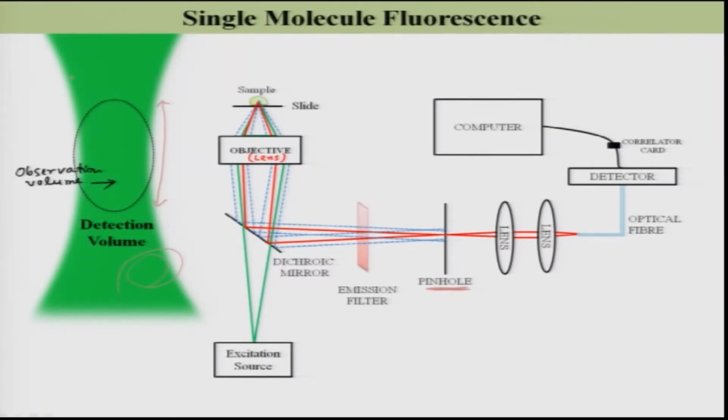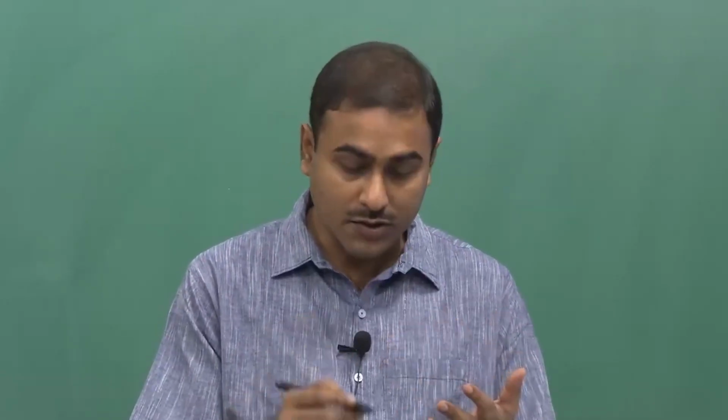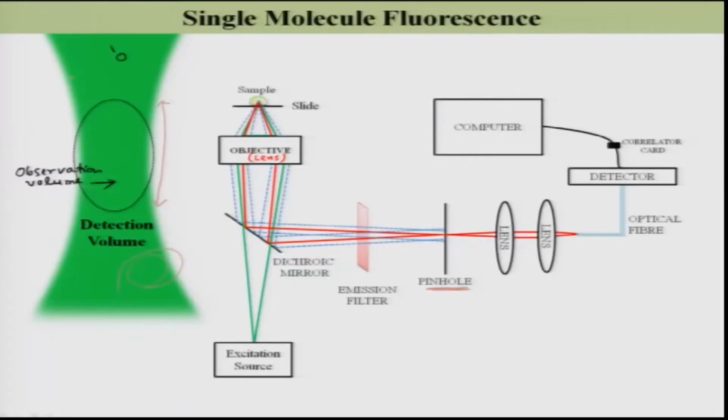When the molecule is present inside this observation volume, it is visible. When the molecule is present outside, it will be excited and give fluorescence, but it is not visible because of this pinhole. Once the molecule is here, it gives fluorescence and is visible. If the molecule is present here, it will not fluoresce. If it is present here, it will fluoresce, but it is not visible. So I can restrict my observation, and I can achieve this femtoliter type of observation volume.